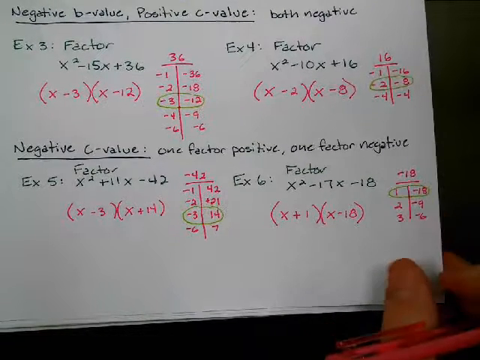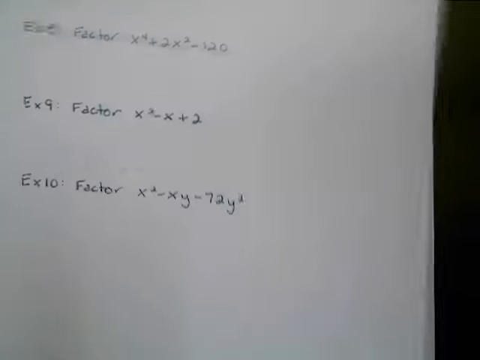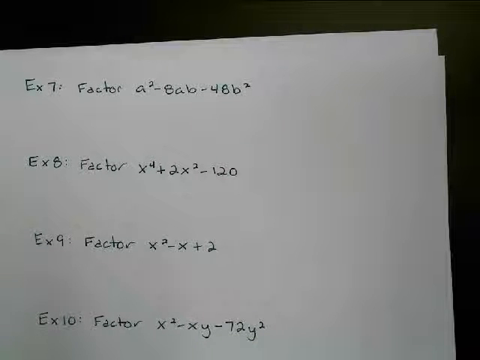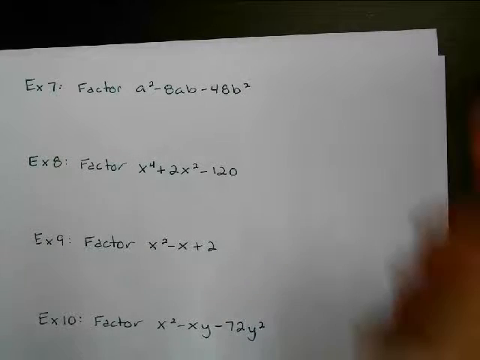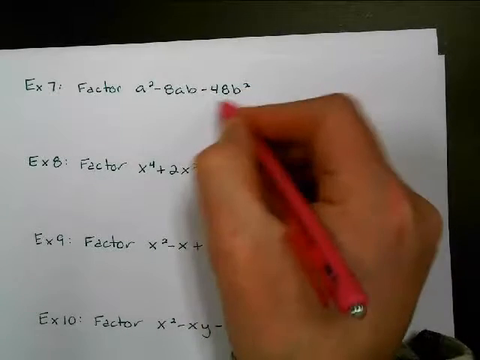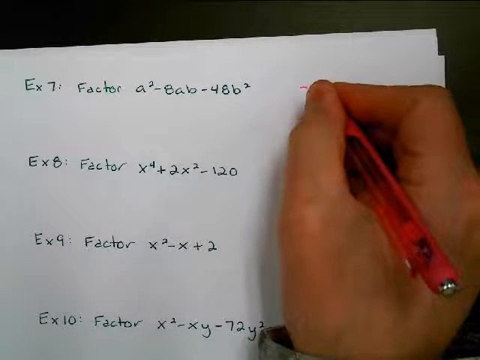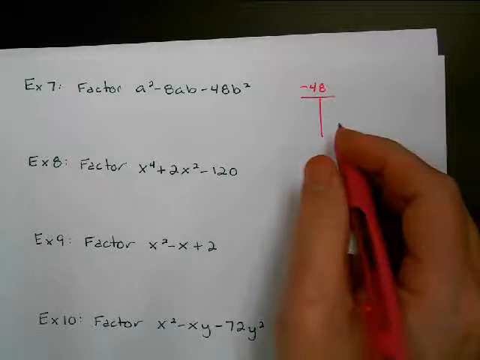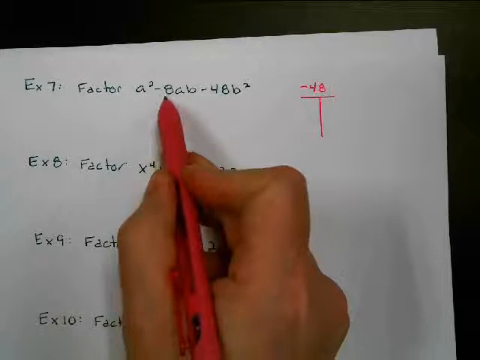All right, let's look at a couple more things. Example 7. Ooh, I added in some b's there. Is this going to change how we do the problem? Not much. So over here, I've got a -48. So I'm going to just start off with -48. That means one's positive, one's negative. Now, is the bigger one positive or negative? Well, this is negative, so my bigger number is negative.